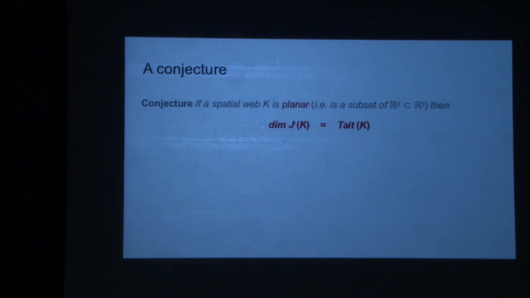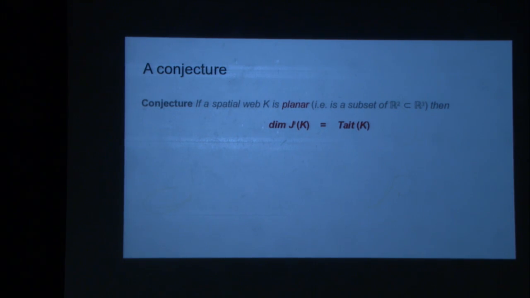So alongside this non-vanishing theorem, which is a theorem, there's a conjecture. And the conjecture is that in the special case that the spatial web is planar, by which I mean it really sits in R2, I don't mean it's abstractly isomorphic to a planar graph. It actually sits in R2, in R3 as a spatial web. In that case, this Z-mod 2 vector space, this instanton homology J sharp, its dimension is equal to the number of Tait colorings of the graph K.